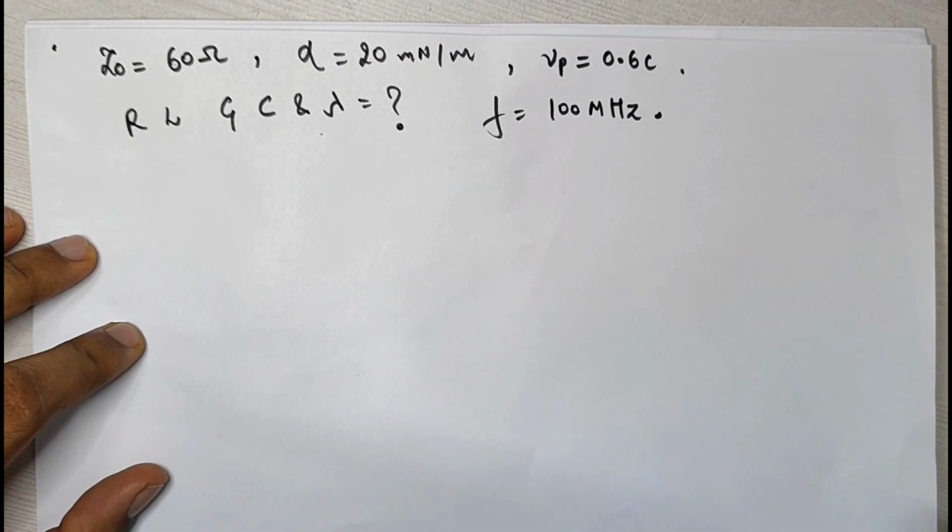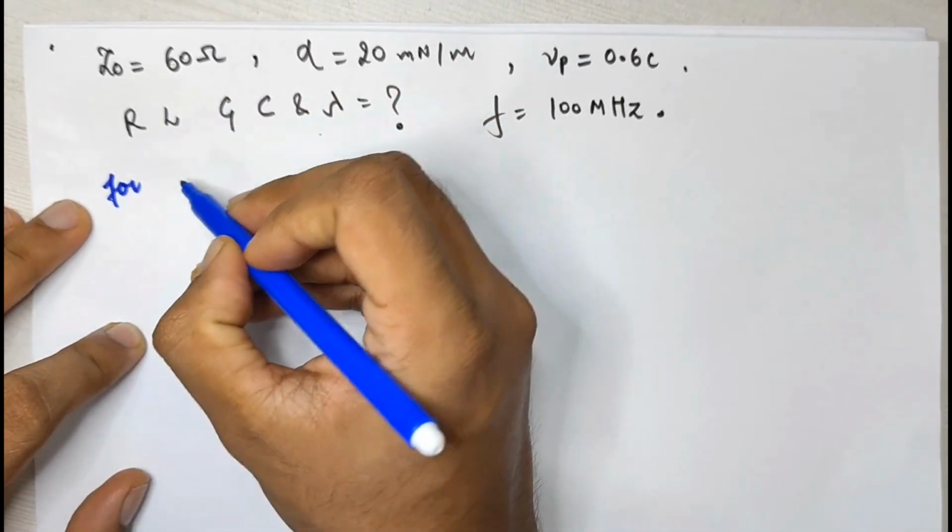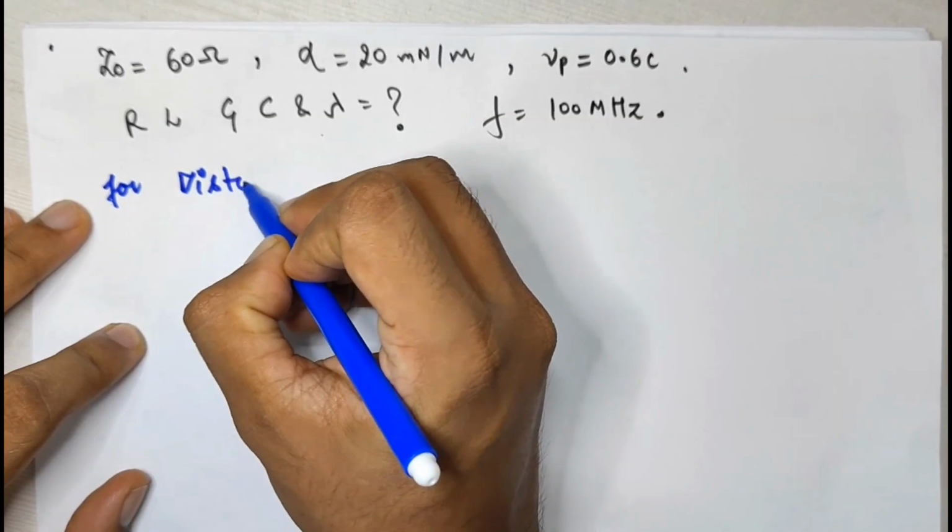The question was talking about a distortionless transmission line. See, for a distortionless transmission line, right?